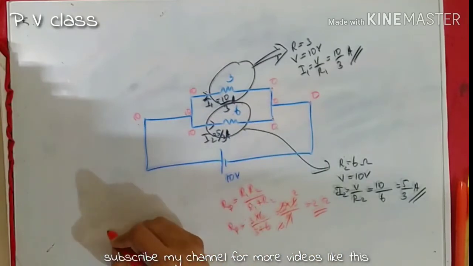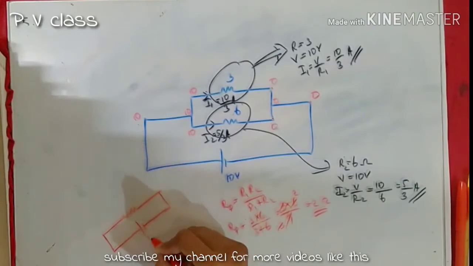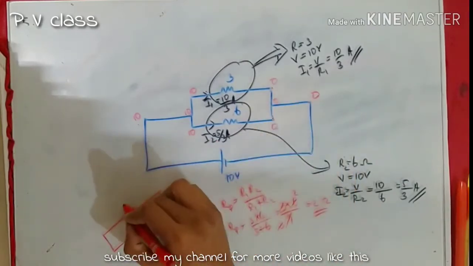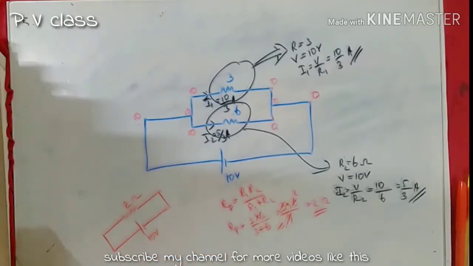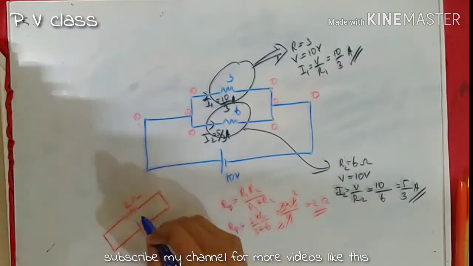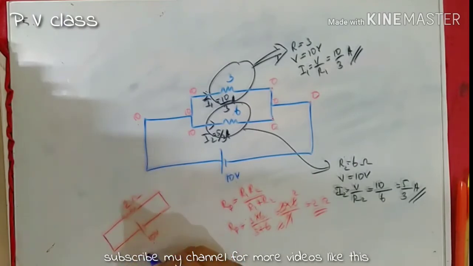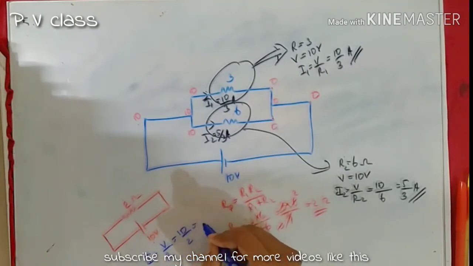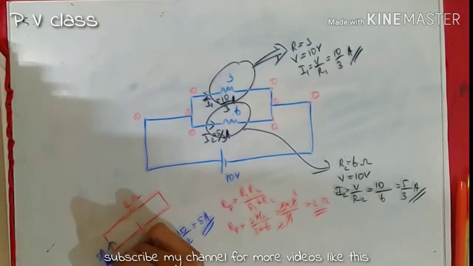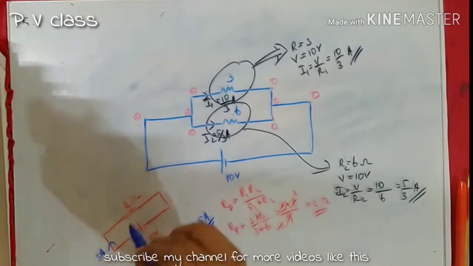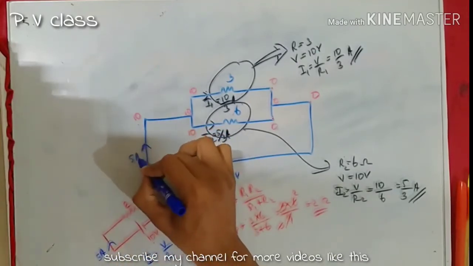Therefore, I could draw the equivalent circuit of that parallel combination like this. That is, we have a 10-volt battery and the equivalent resistance is 2 ohm. And let's analyze the situation. If you look at this single case, what's the voltage? 10. Resistance is 2, I is equal to V by R, that is equal to 10 by 2, that is equal to 5 ampere. That means this current is 5 ampere. If this current is 5 ampere, this current should also be 5 ampere.